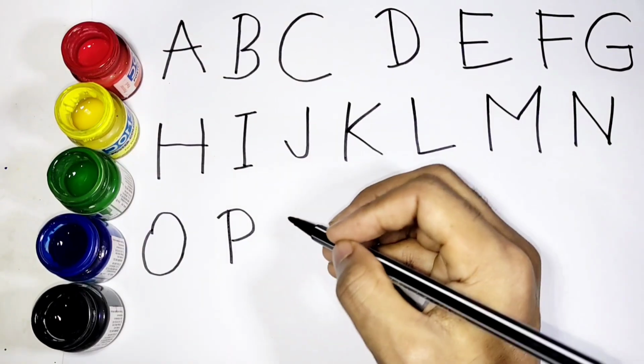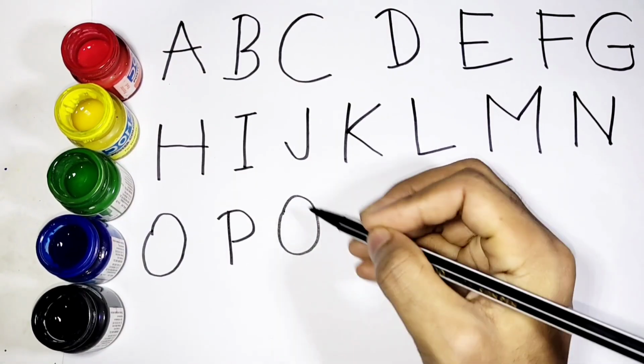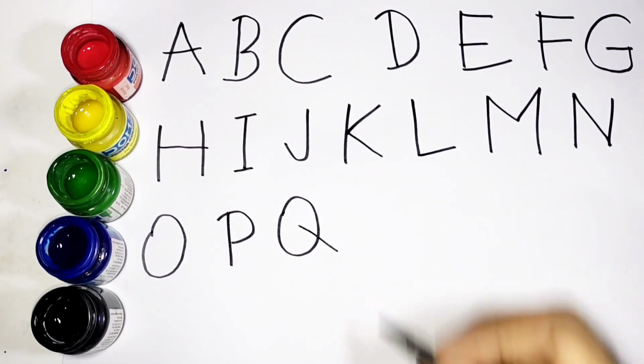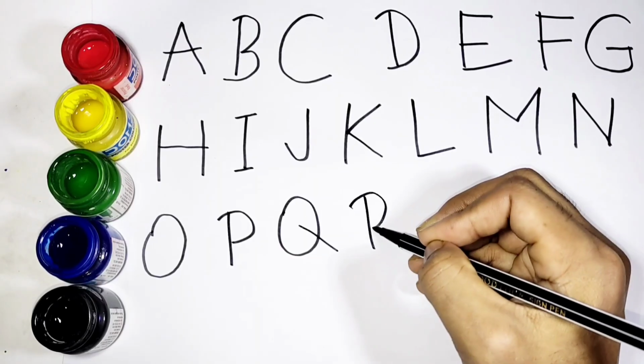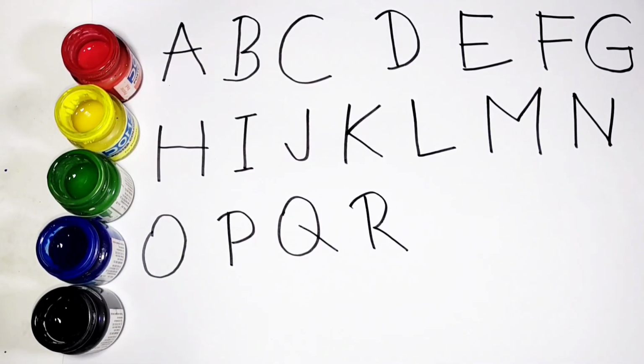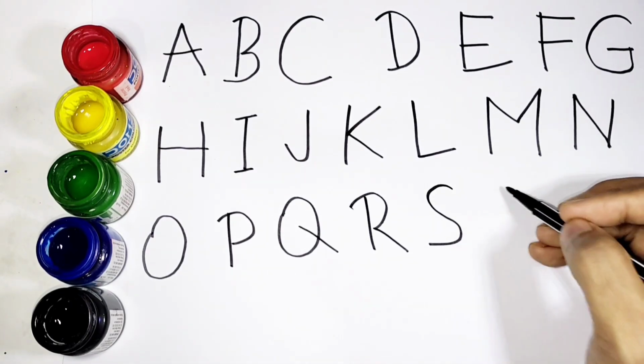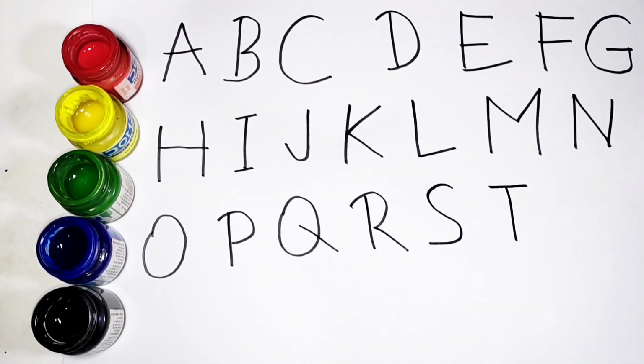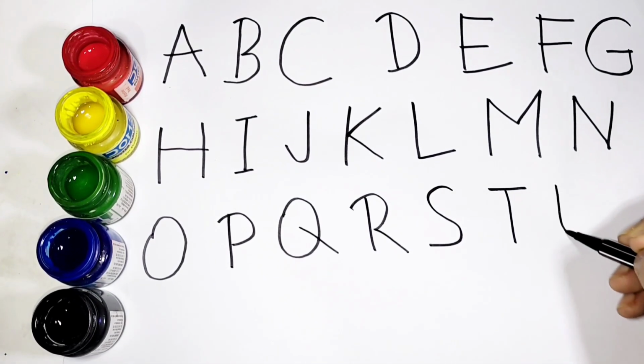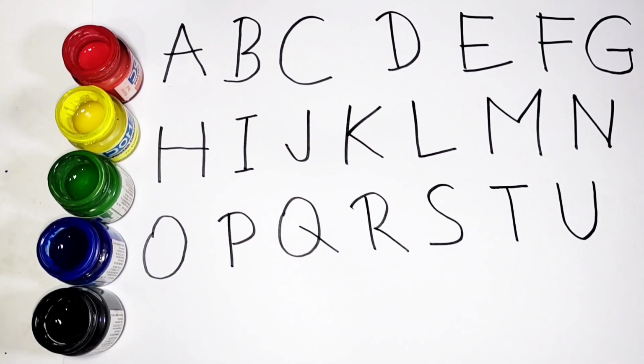The next one is P. P for penguin. Now we draw the alphabet of Q. Q for queen. The next one is R. R for rose, R for rice. S for sun. The alphabet of T. The next one is U.